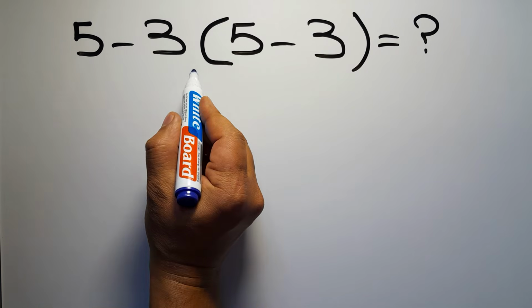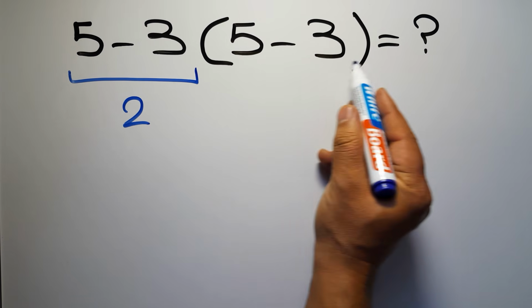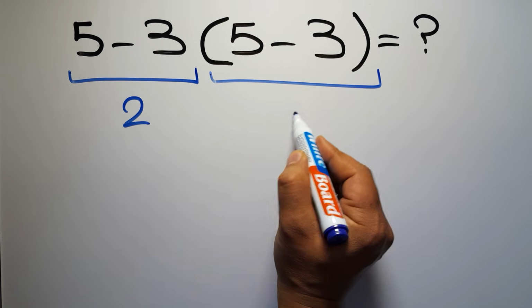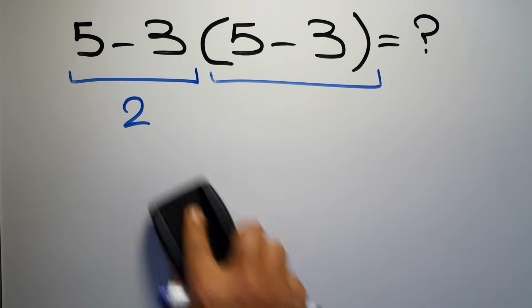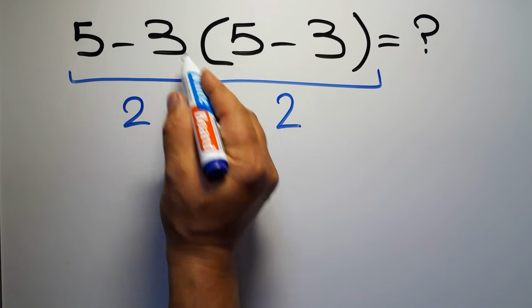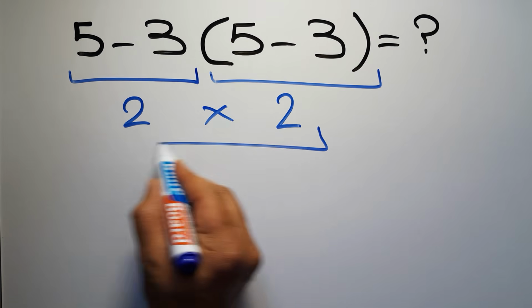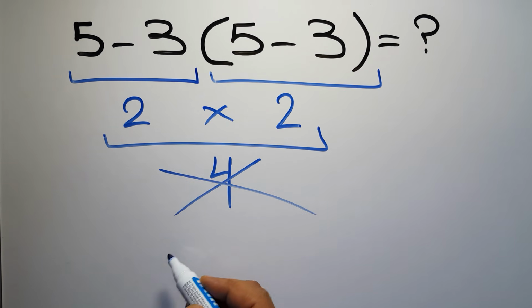5 minus 3 gives us 2. And again here inside this parentheses we have 5 minus 3. Okay. So again we have here 2. So 2 times 2 gives us 4. But this answer is not correct.